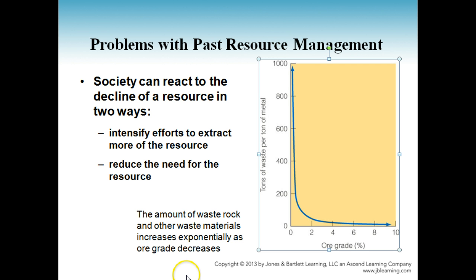Society can react to the decline of a resource in two ways. First, they can intensify efforts to extract more of the resource, which is what usually happens. Or they can reduce the need for the resource through substitution or conservation.